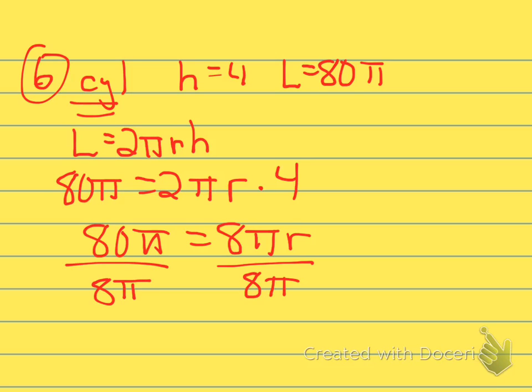What will happen then is we'll get all these lovely cancellations. The pi's will just cancel out. On the right, the 8's will cancel out, leaving only R. And on the left side, 80 divided by 8 is 10. And that's the answer to the question.